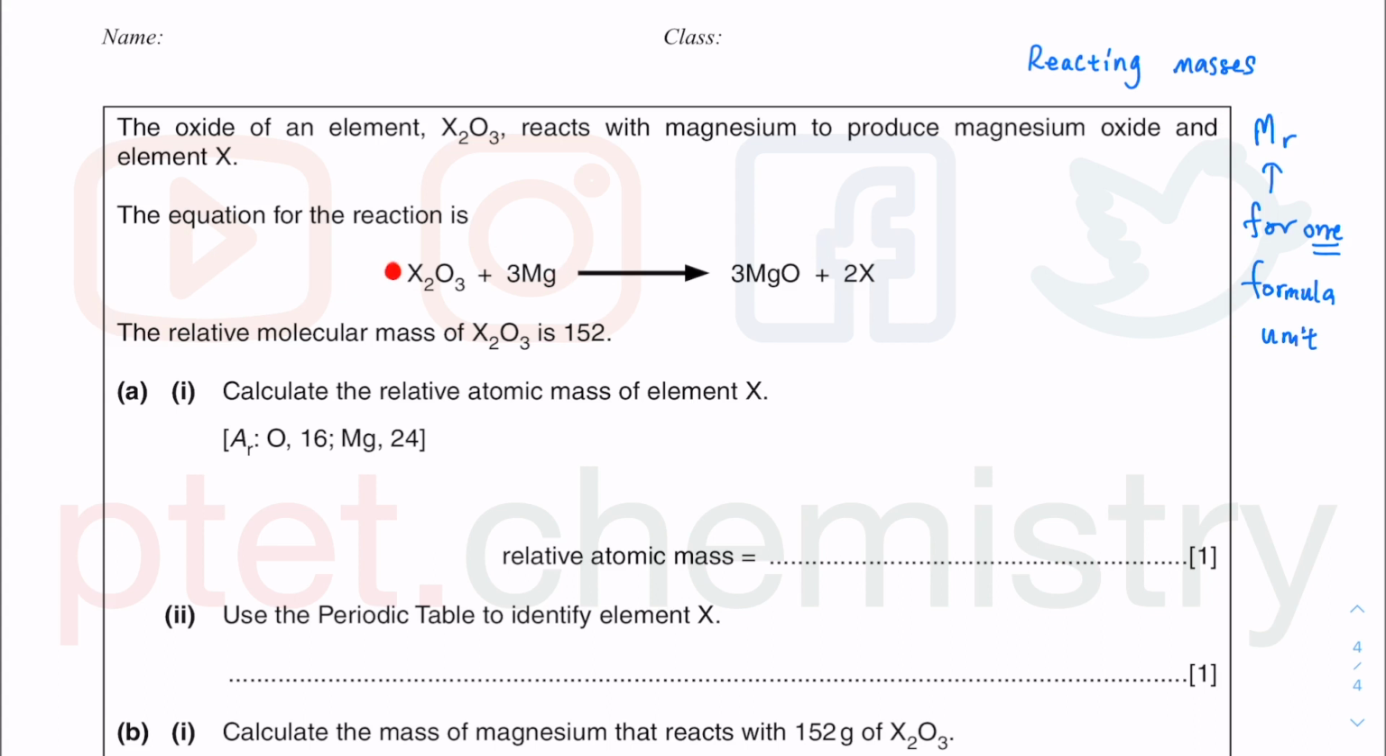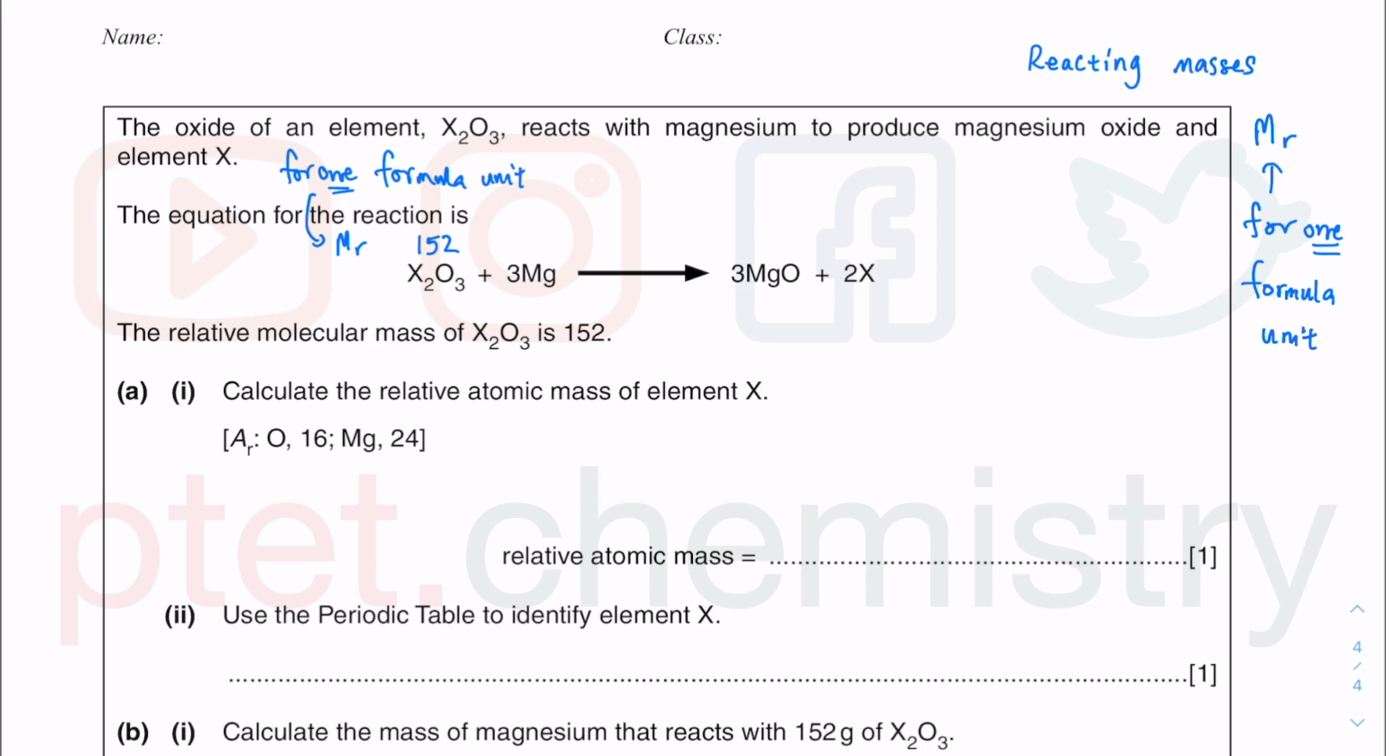So here very clearly we have 1 unit and we have 3 units, 3 units and 2 units of that. We have this equation which is balanced, but we don't know what X is. We know the relative molecular mass, which is what they're saying, MR. So the MR of X2O3 is 152. Remember again and again, MR is for only one formula unit, that means when one is in front.